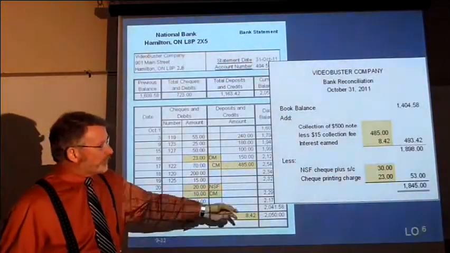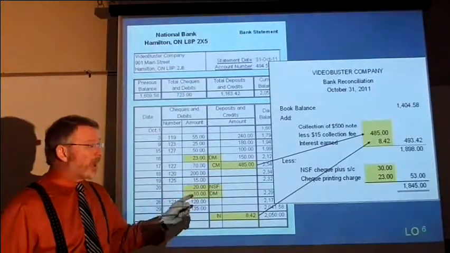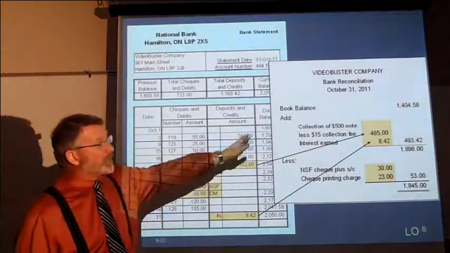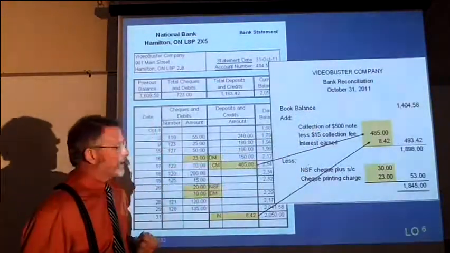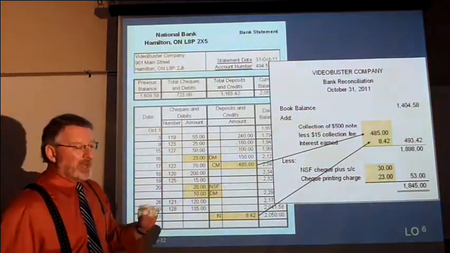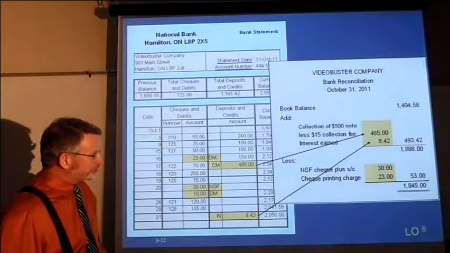And the interest that we've earned ends up in this area. So those are increases to our bank account that we didn't know about, so we need to add them into our bank account on our side of the equation, on the book side of the bank reconciliation.